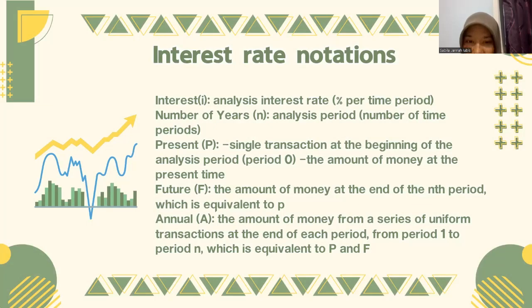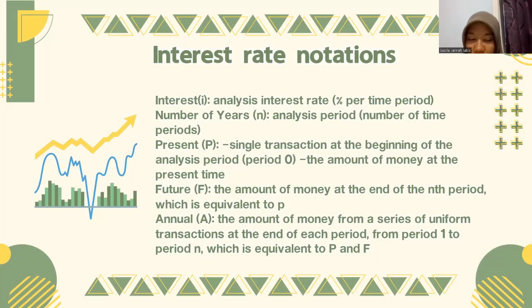Next is present, with the notation symbol P. The meaning is a single transaction at the beginning of the analysis period, or period 0, the amount of money at the present time.